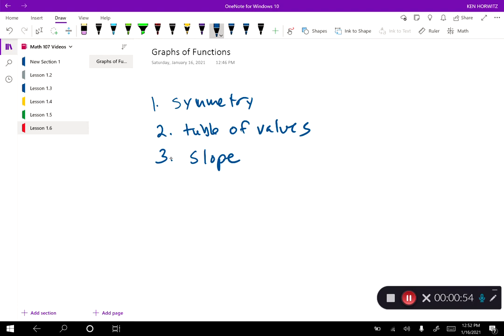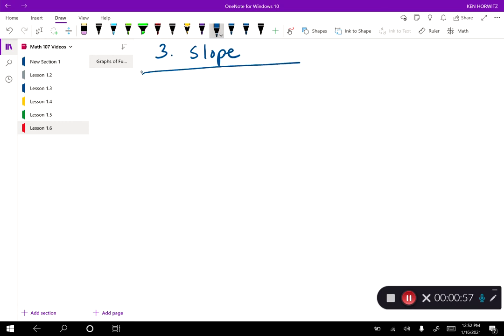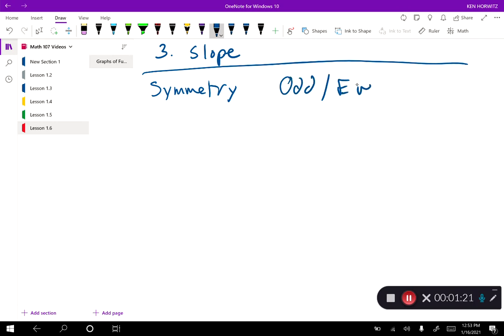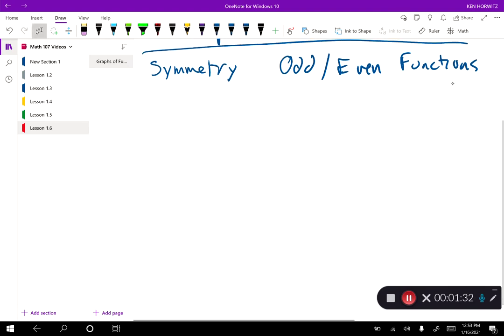Let's review for just a second. All right, let's take symmetry. And I'm not going to go through symmetry all again. If you want to, you're certainly welcome to go back and check out the past video. But I do want to talk just quickly about odd and even functions. All right, and again, I talked about odd and even functions before. You are welcome to go back and check that out.